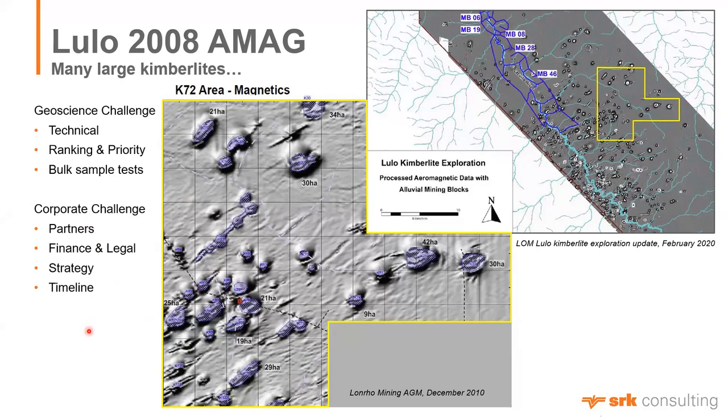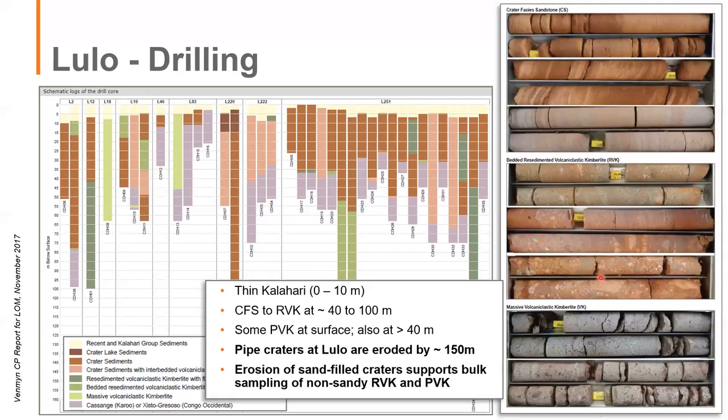And just to emphasize that point, look at the timeline over here. They knew about these magnetic targets in an AGM in December 2010. This is their kimberlite exploration update 2020. It's already 10 years past before they actually started to get to grips with these primary sources. When they do, and they drill them, what do they find? They find kimberlites that have been eroded.